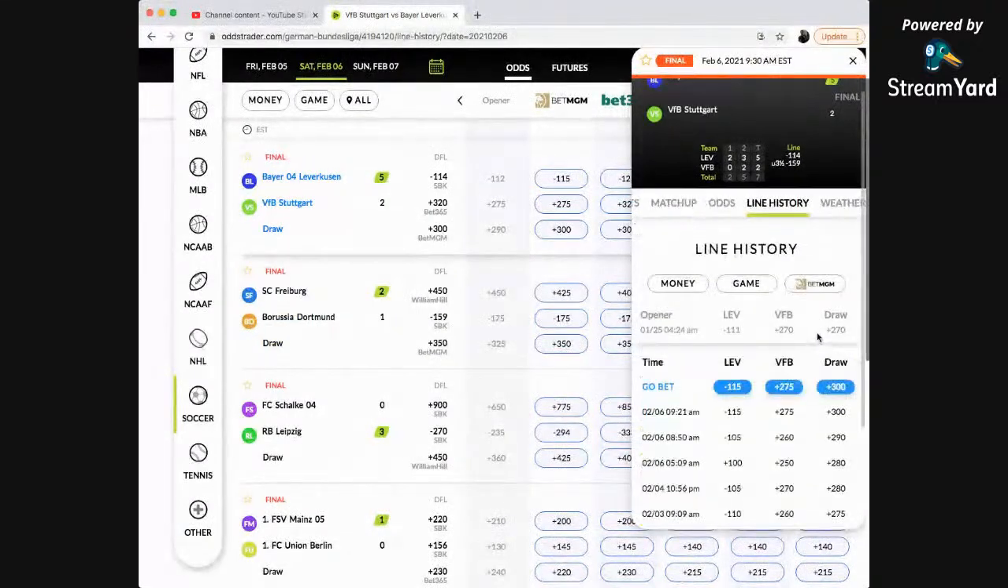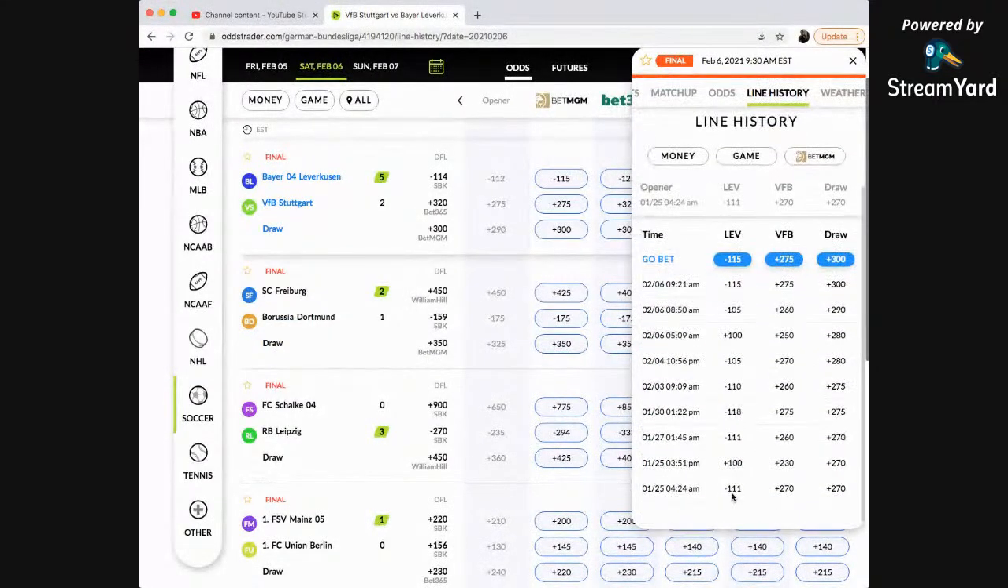All right, so line history here. The home team line moves from minus 111 up to minus 115. So this does, in this example, favor Leverkusen. Let's see if we can eliminate Stuttgart.